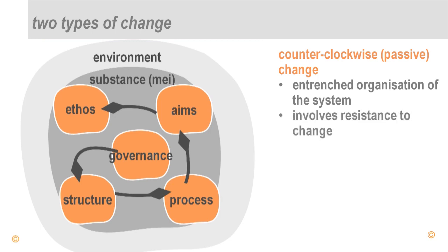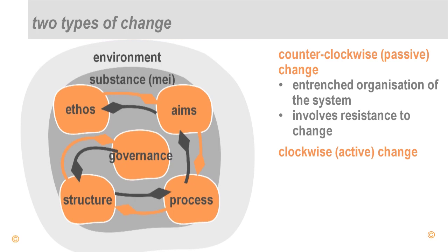If we want to introduce different changes and start with introducing a change in ethos, there will be automatically the desire to change the aims according to the new ethos. If new aims are introduced into the system, new processes to help achieve those aims are being inspired, and new structures and governance that help achieve those aims are being created.